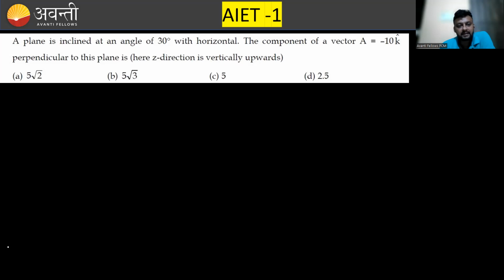Okay, again, question says if plane is inclined at an angle 30 degree with the horizontal. No worry, there is a horizontal line and there is a plane which is inclined at an angle 30 degree. The component of a vector A, which is minus 10 k, that means 10 is the magnitude and direction is minus k. Perpendicular to this plane is, here Z direction is vertically upward. They are saying that vertically upward is Z direction. So vertically downward will be negative Z direction.